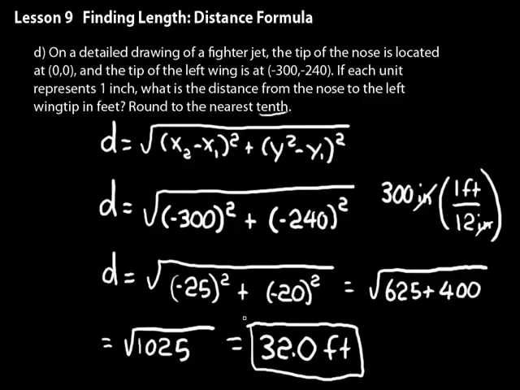A way to check your work on problems like this is that the distance should always be bigger than either A or B, either of the other two sides that you have. So we had a 25-foot side and a 20-foot side, and so 32 is bigger than that. So that gives us confidence that we did the problem correctly.